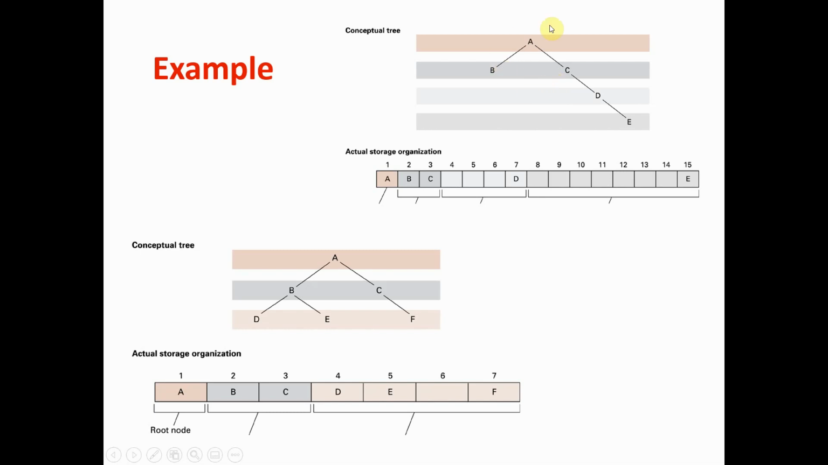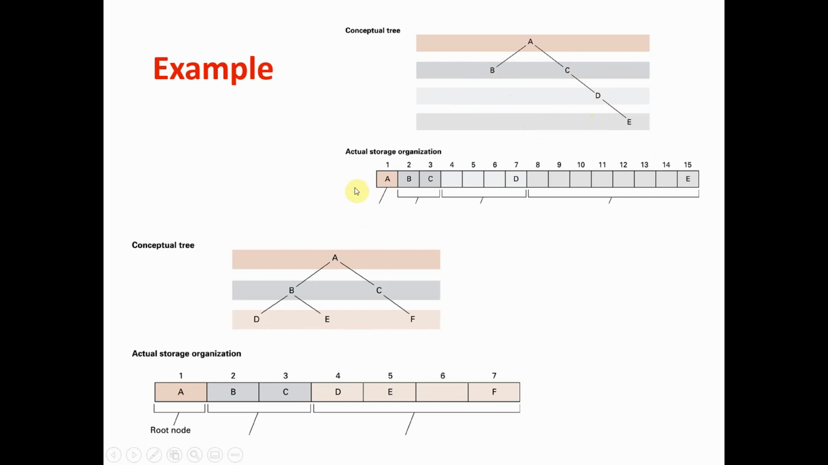Okay, so another one here, for example, the height of this is 3. 2 raised to power h plus 1 minus 1 would be basically 15, right? So that's what we have here. So then how do we store it? Level 0, the root always is first, then B, C, then empty, empty, empty, then D, right? Then empty, empty, empty, empty, empty, empty, empty, and then E.